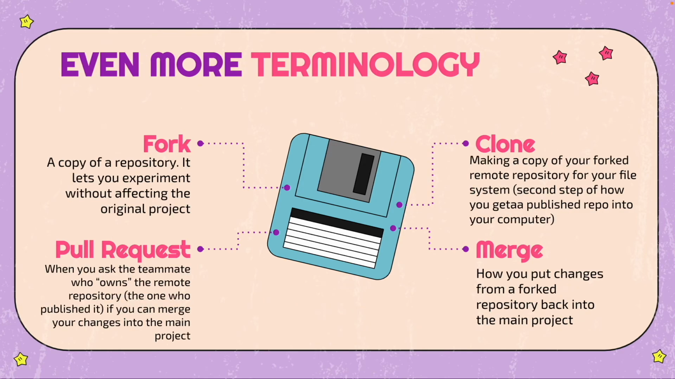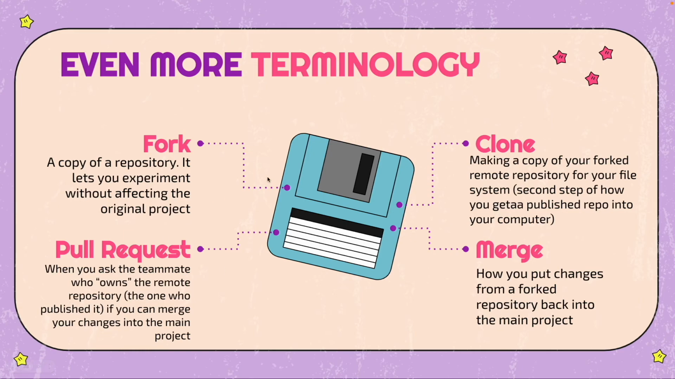When we fork a repository, that means we make a copy of it, so it lets you experiment without affecting the original project. You copy it on github.com. When you clone it, you take your forked remote repository on github.com and you pull it into your file system. It's like the second step of how you get a published repository onto your computer.